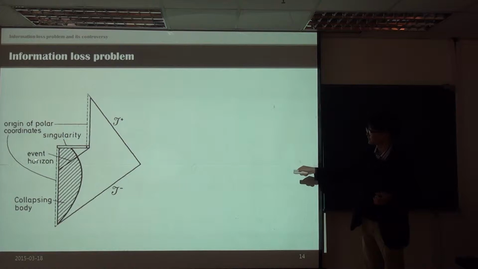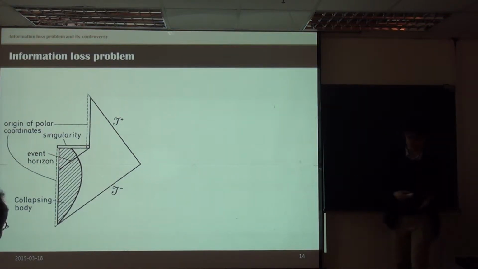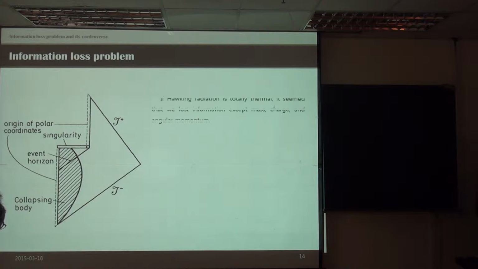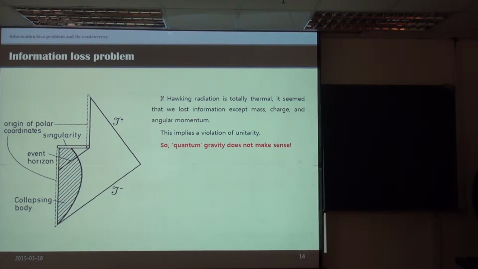Because of this, the information of the star's interior completely disappeared, and only the information of the black hole, let's say M, J, Q, determines the future evaporation. So this is the origin of the information loss problem. If Hawking radiation is totally thermal, then we lose the information except for mass, angular momentum, charge, and environment. This implies a violation of unitarity. And if some quantum theory is not unitary, then it is not a well-defined quantum theory.